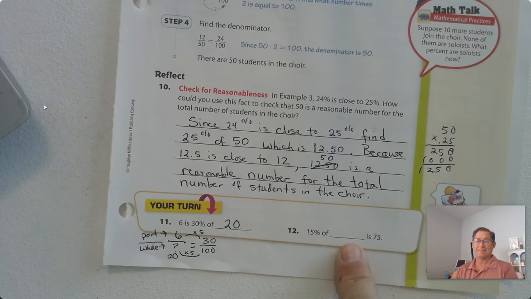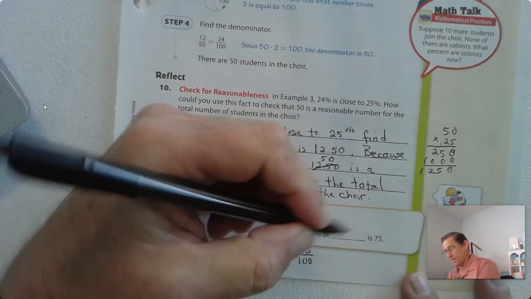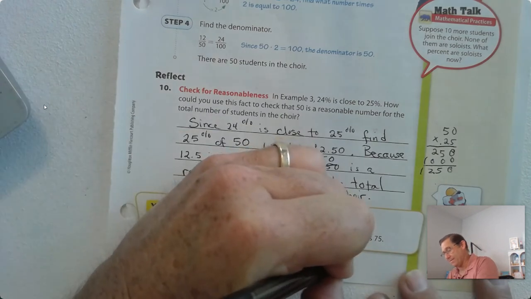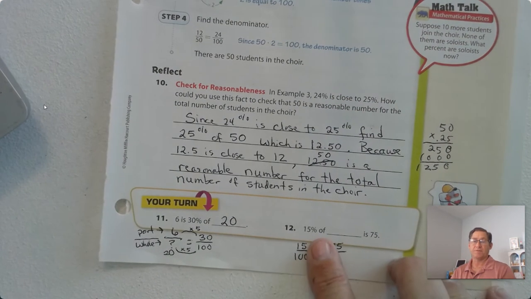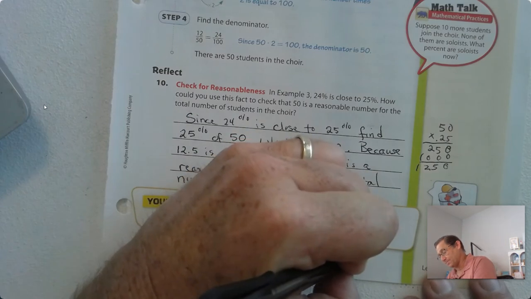15% of what is 75? 15% of what? So they didn't give us the whole. What whole number is 75?